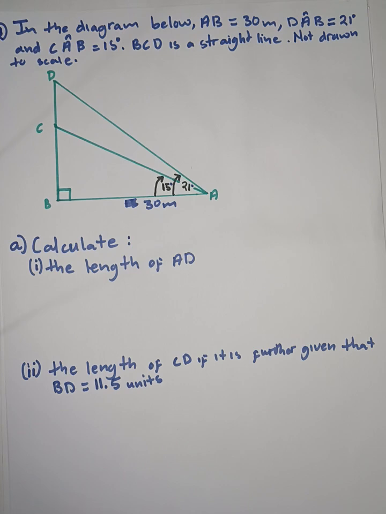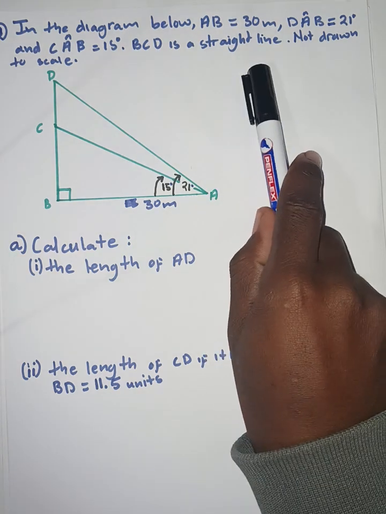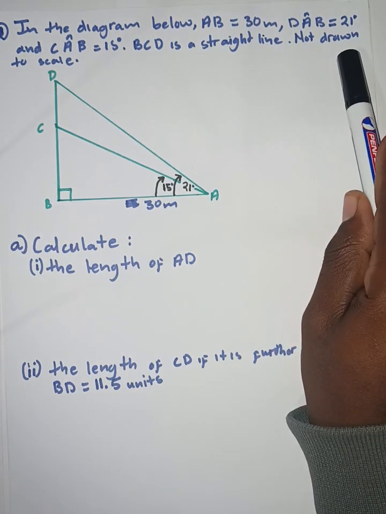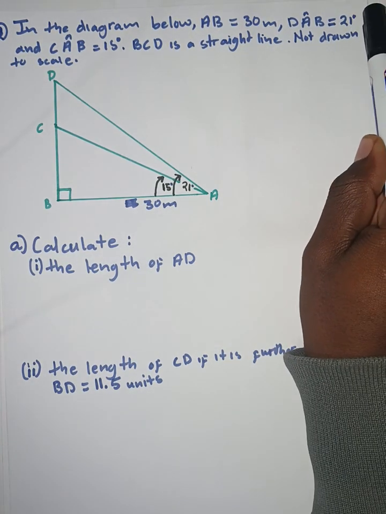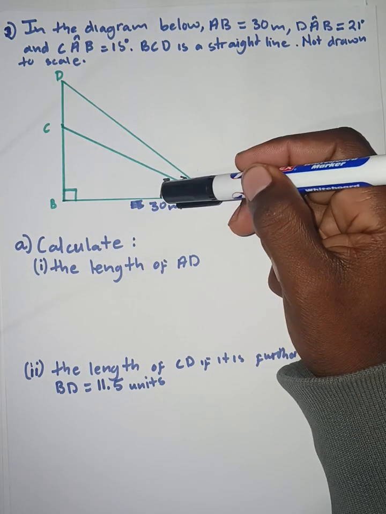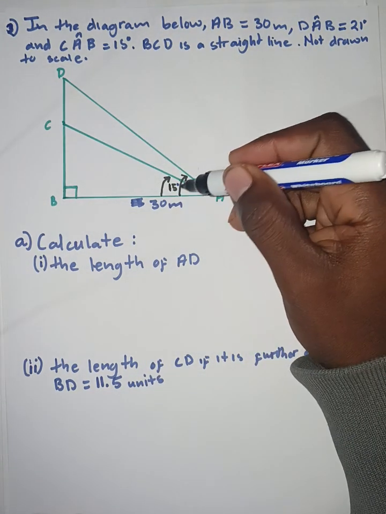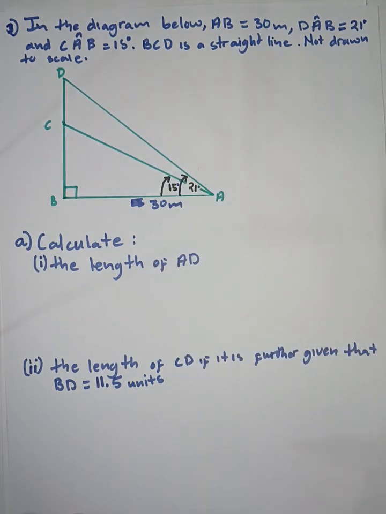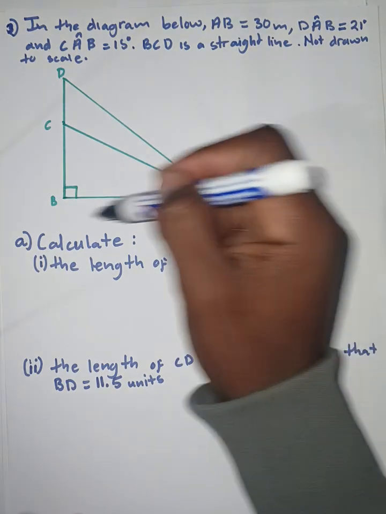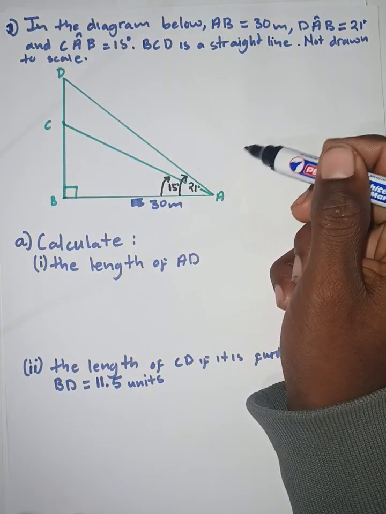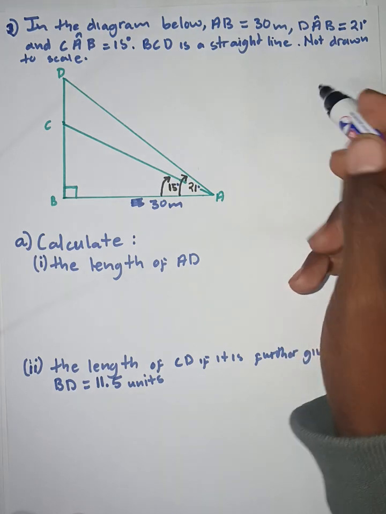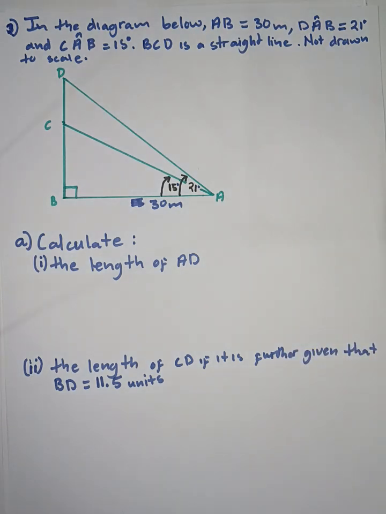They say in the diagram below, AB is equal to 30, that's 30 meters, and of course DAB, which is the angle, they say that's 21 degrees. So that would be that big angle there. And they say that CAB, which is that small angle there, is 15 degrees. They say that BCD is a straight line, so it's not drawn to scale. Now they say calculate the length of AD.